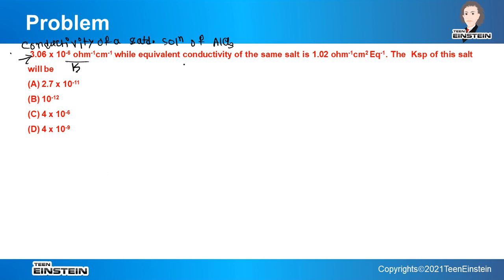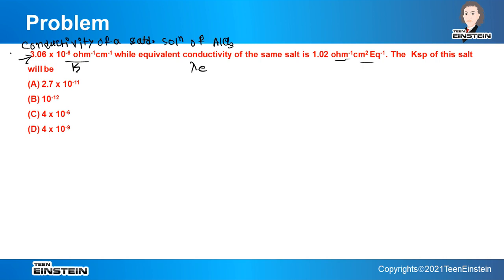The equivalent conductivity, lambda E, of the same salt is also given. Ohm inverse is nothing but Siemens, S. It can also be written as mho. So there are basically three different units, all actually the same: ohm inverse, Siemens, or mho. We need the Ksp of this salt; four options are given, right?